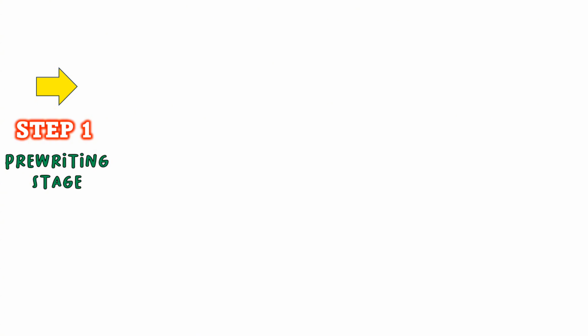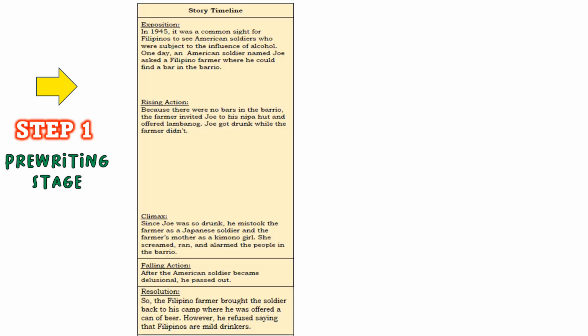Balik tayo sa target objective natin, which is yung makapag-compose kayo ng sarili nyong short story. If you can still recall sa previous video natin, step 1 or the pre-writing stage is the stage kung saan gagawa kayo ng timeline of events para ma-organize nyo yung magiging flow ng story nyo. To serve as a guide, gamitin uli natin yung short story na "We Filipinos are mild drinkers" as our example.